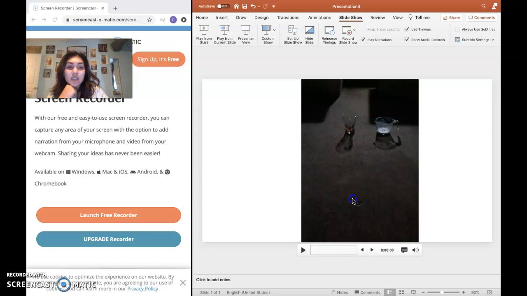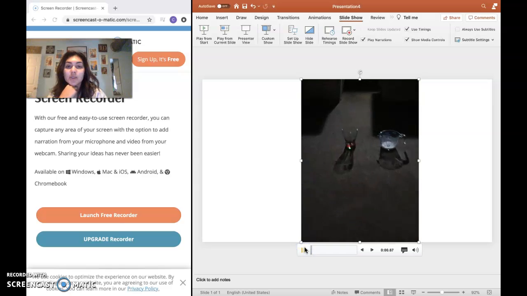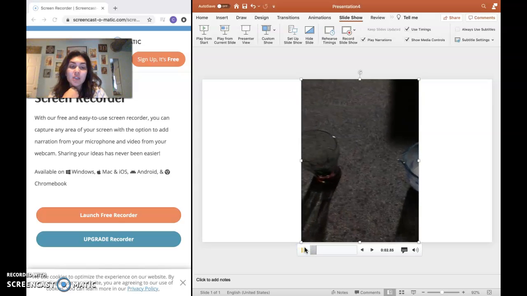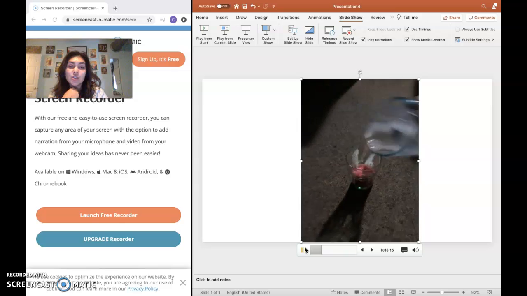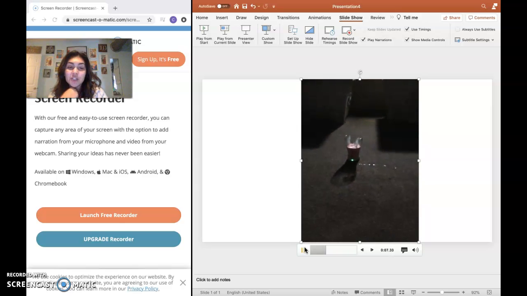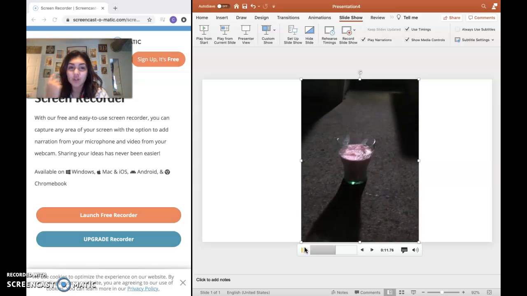So here is the experiment. I'm taking the warm water and yeast and pouring it into the mixture there. You can see that it does create the foam. It just wasn't enough to overflow the cup.